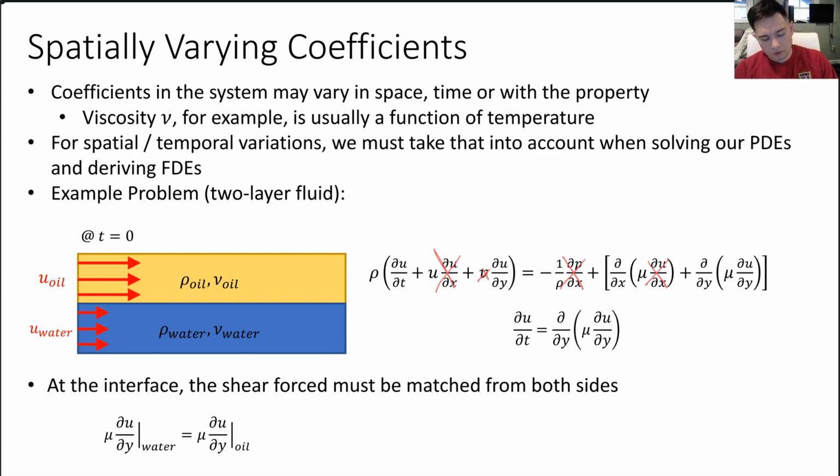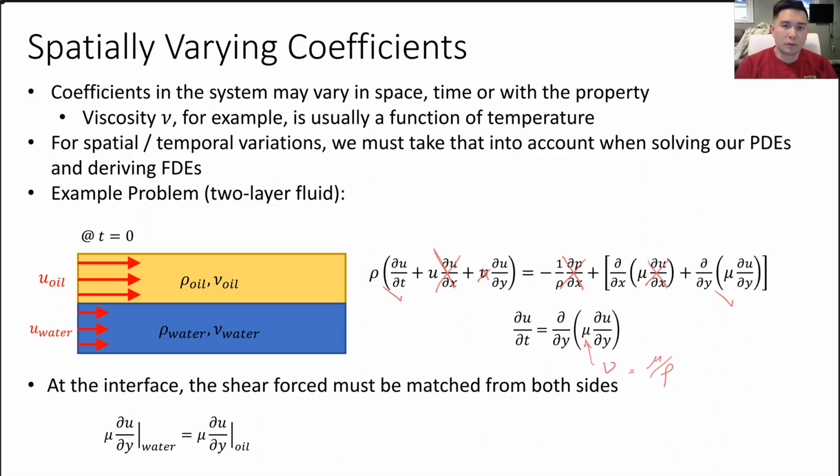So that leaves us with two terms. We have our time-dependent term, du dt, and our gradients in the y direction. So that reduces to our simpler equation, du dt is equal to d by dy of mu du dy, where I should say that this should really be a new variable representing mu over rho.